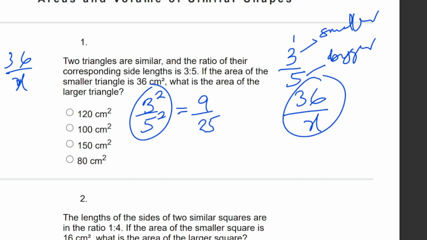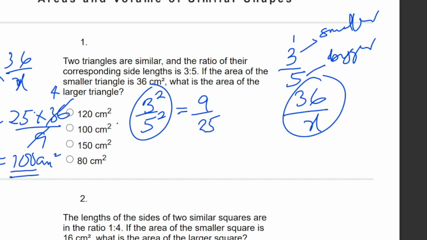So from here we can cross multiply. That is going to be 9x equals 25 multiplied by 36, everything divided by 9. Alright? The 9s cancel, and 9 goes into 36 four times. So therefore 25 times 4 is 100 centimeters squared, which is this option here. I hope that is clear. Alright, so move to question 2.